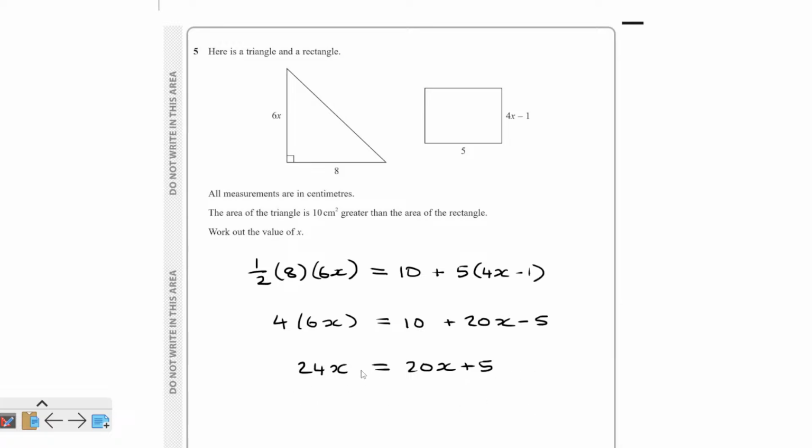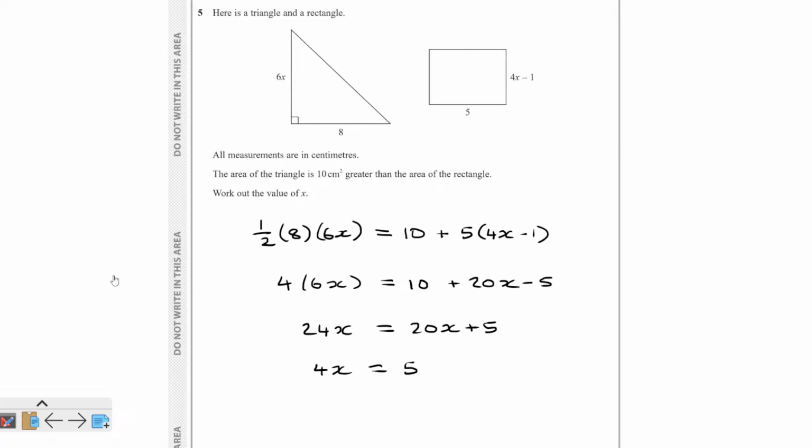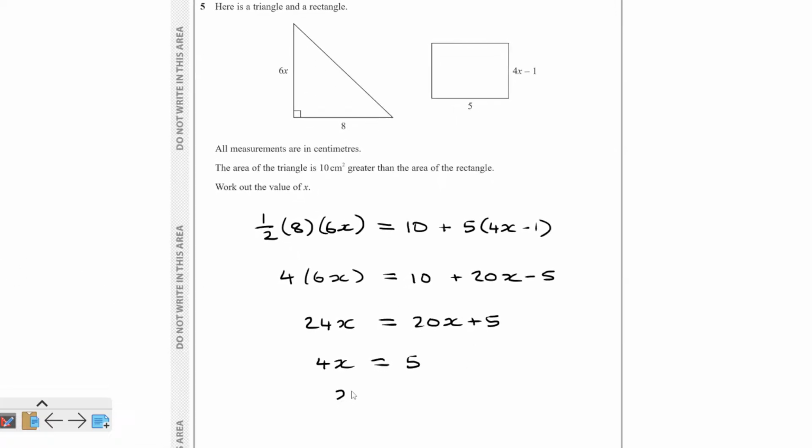Okay, now it looks a bit more normal. I want to get the x's together, so I'm going to subtract the smaller one, which is 20x. So minus 20x from both sides would leave me with 4x here, and then just 5 here. And now divide by 4. Let's move this up a bit. X is 5 over 4. You can obviously write it as a decimal if you want to put it in the calculator, but you can also just leave it as a fraction. So that would be my answer. They've just said work out the value of x. X is 5 over 4.